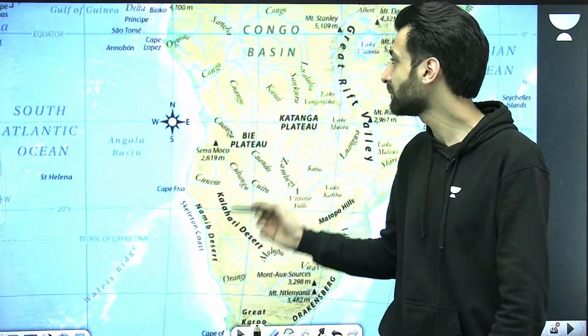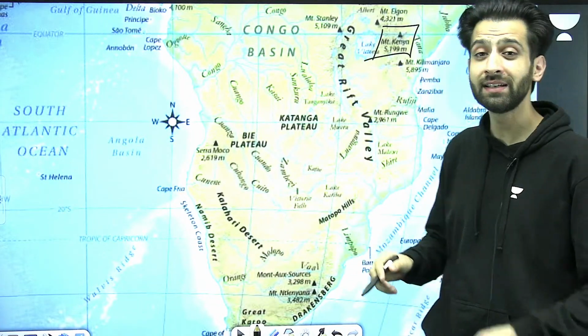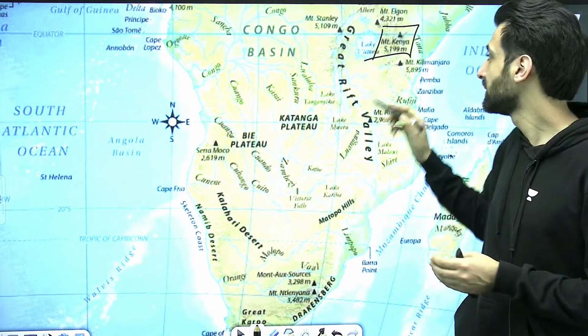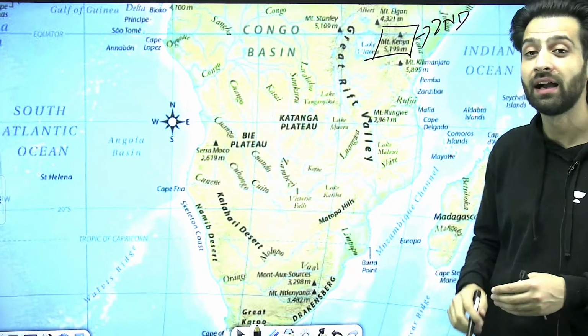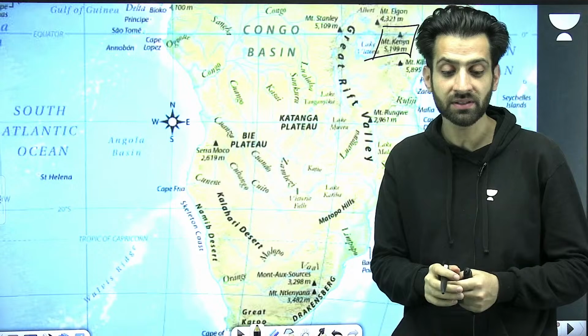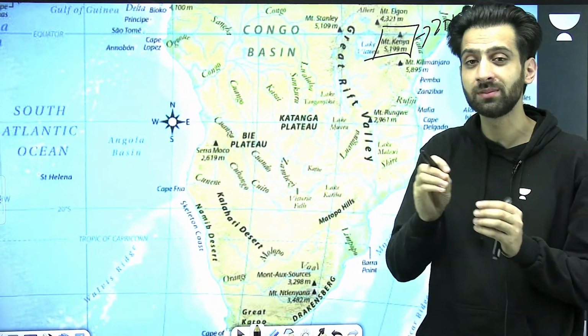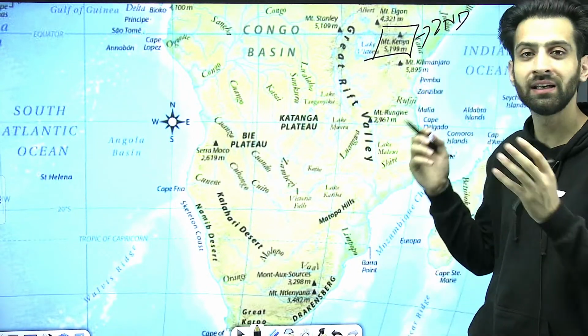Now moving towards the other mountains, you will have Mount Kenya, number 1. Mount Kenya is located, as the name suggests, in Kenya, and it is the second highest African mountain. Second highest, not the first. Second highest mountain in Africa, and it's located in Kenya. Know about the locations. If you have any question about the locations, please ask me in the comments. I'll be more than happy to answer you there. But make sure you know about the locations, because in Africa you will get location based questions. So Mount Kenya is in Kenya, it's very easy.